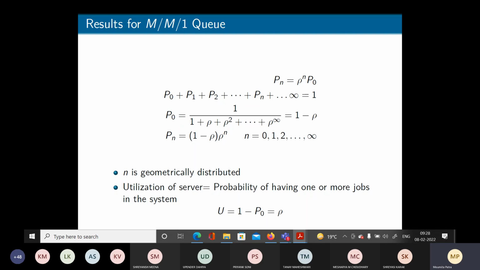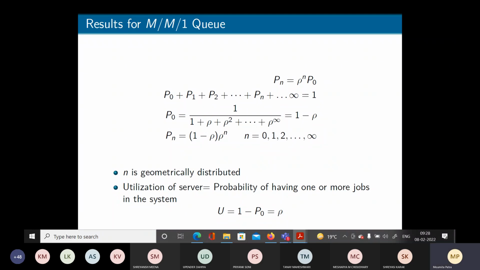The utilization of this server, that is the probability of having one or more jobs in the system, will be given by u is equal to 1 minus P0. Then u becomes rho, which is why we get the server utilization factor as rho, given by lambda by mu. It didn't come out just like that. Lambda by mu has a definition by itself: for a queue in a steady state, lambda by mu is the server utilization factor.